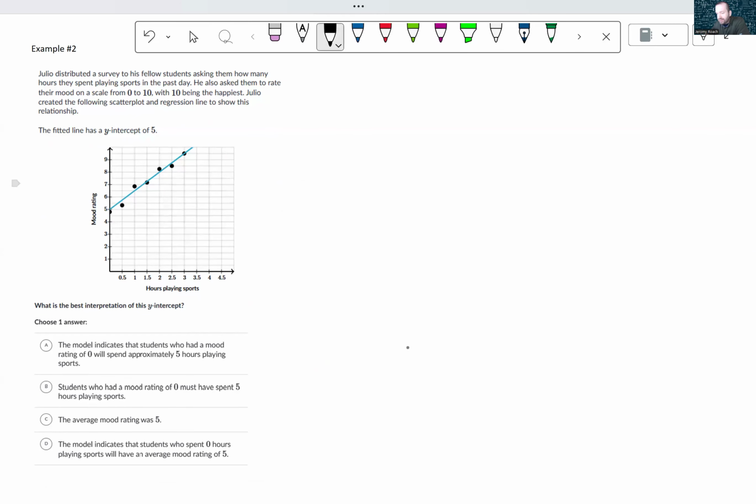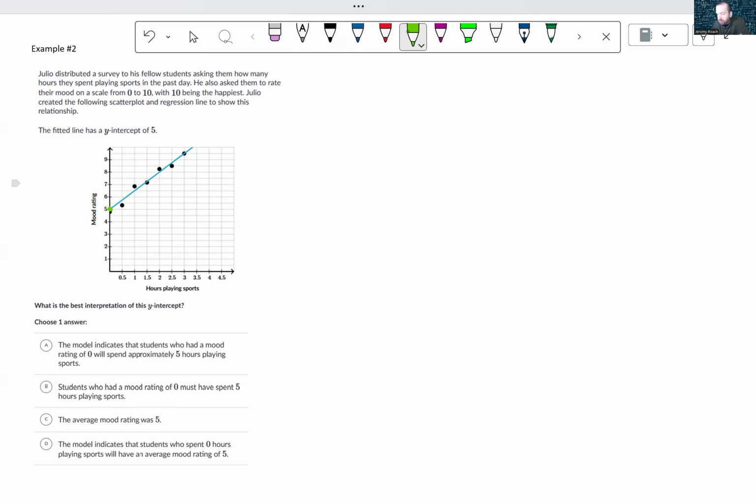What's the best interpretation of this y-intercept? So here's our y-intercept at 5 on the green dot there. And we're just going to go through the answer choices here. Actually, before we do, the mood rating is on the y-axis and the hours playing sports is on the x-axis. So that's just something to keep in mind. It says for A, the model indicates that students who had a mood rating of 0 will spend approximately 5 hours playing sports.